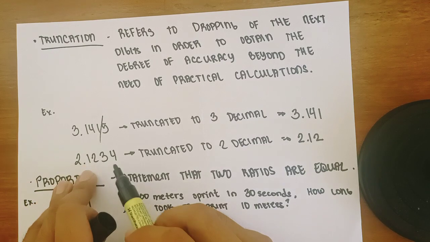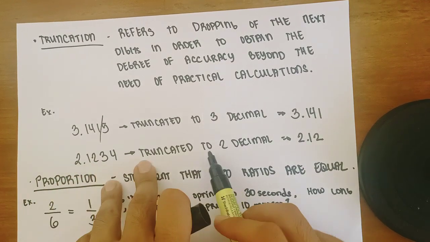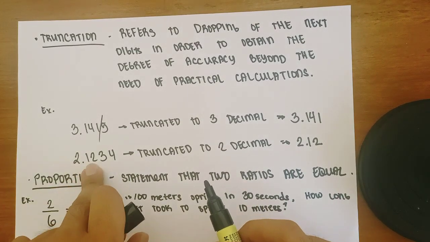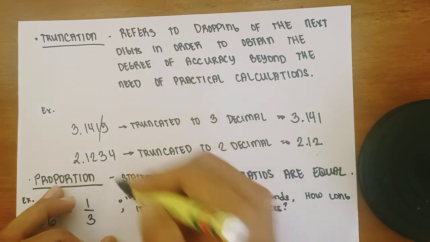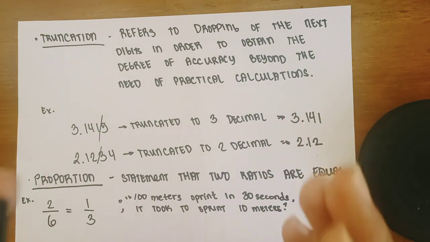Next. 2.1234 truncated to 2 decimal places. So, kukunin natin yung first 2 decimal. So, magiging 2.12. Ganun lang siya. Ganun lang kasimple. Walang rounding off na nangyayari. They are different kinds of approximation.